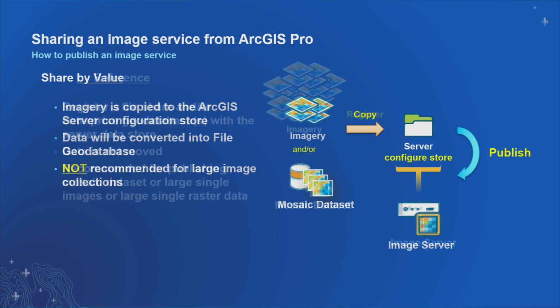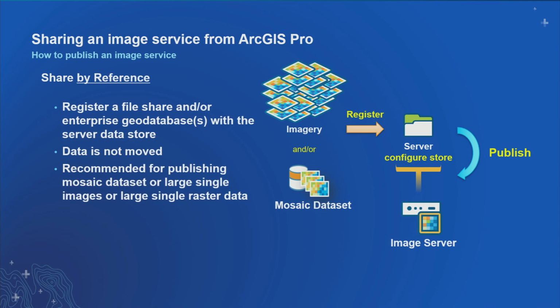The other option is to share by reference. In this case, the data is accessed from a location that is registered with the server. The data does not get copied because the server can directly access the data from there. Since it's not getting moved, this is the recommended method to publish datasets of larger image collections, or even a single dataset of a large file size.